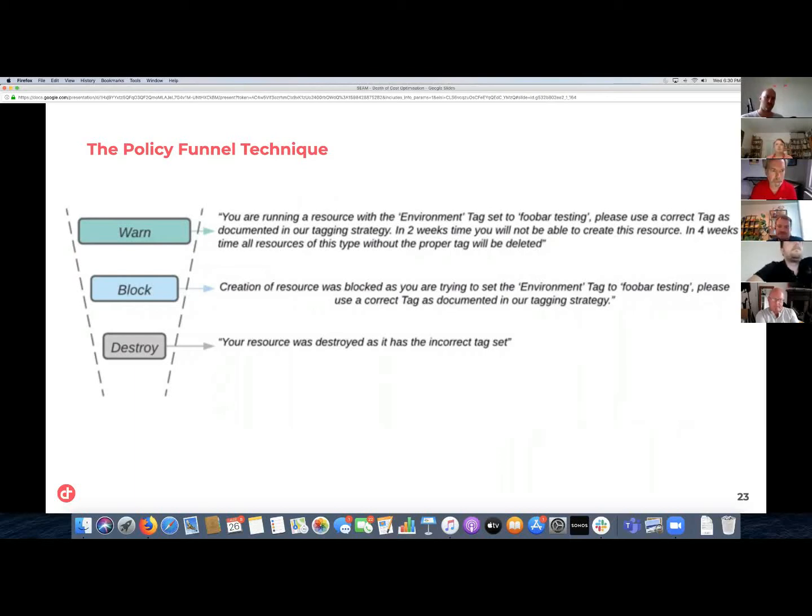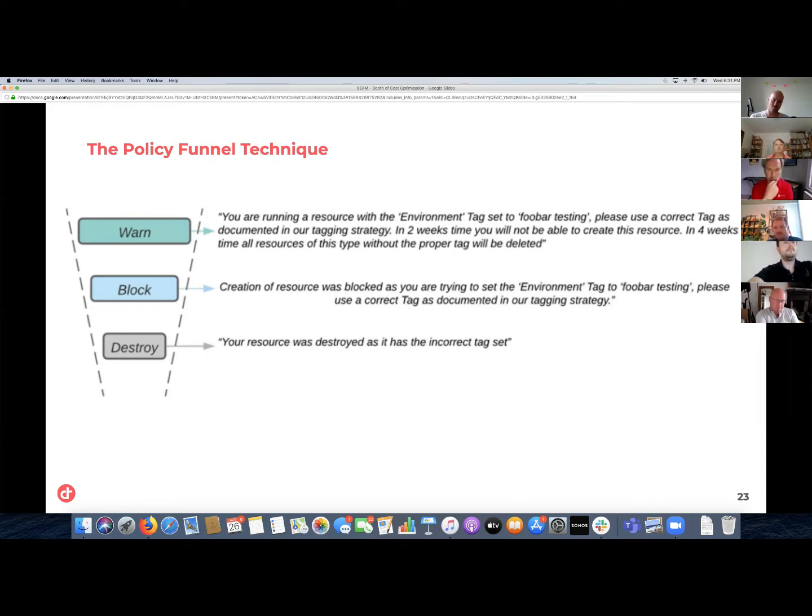And so this is a technique. If we take that tagging example from the last slide, what you can do is a 3-stage process to move resources safely into the correct structure. You can start with your policy finding all the resources that are tagged incorrectly, and it will notify the users and warn them and say, in 2 weeks' time, you won't be able to create this type of resource. In 4 weeks' time, we're going to remove them. And you can set your own time limits based on the particular needs of the business.